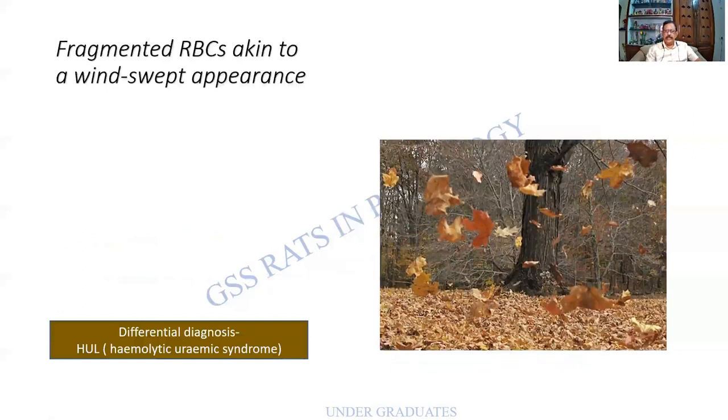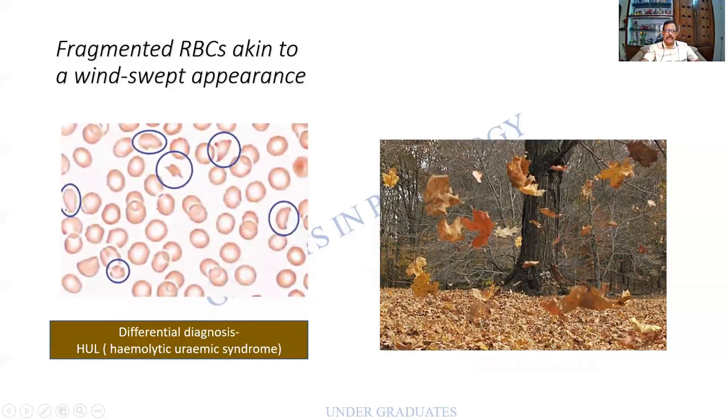What are you seeing on the screen? You find that the dried leaves are all flying. This is called a windswept appearance that can be seen in a dry weather when all the shed leaves are flying. This is seen in one condition called hemolytic uremic syndrome, HUS. So this is exactly what will happen. The leaves are all fragmented, looking like poly leaves, and the entire thing appears to be flying in the air, which is called a windswept appearance, classical of hemolytic uremic syndrome, which is a differential diagnosis for thrombotic thrombocytopenic purpura.